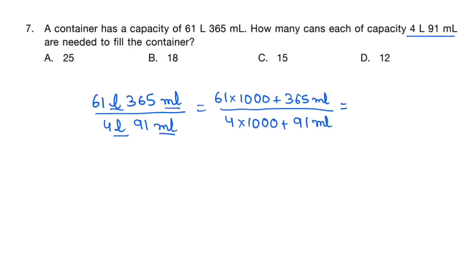61 into 1000 is 61,000. 61,000 plus 365 is 61,365, upon 4 into 1000, 4000. 4000 plus 91, 4091. When we cut this fraction into its lowest form, we get 15. So 15 cans are required to fill the container. Correct answer is option C.